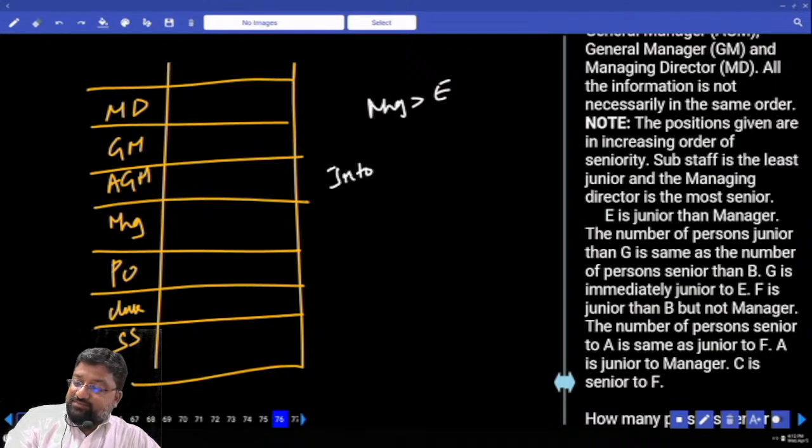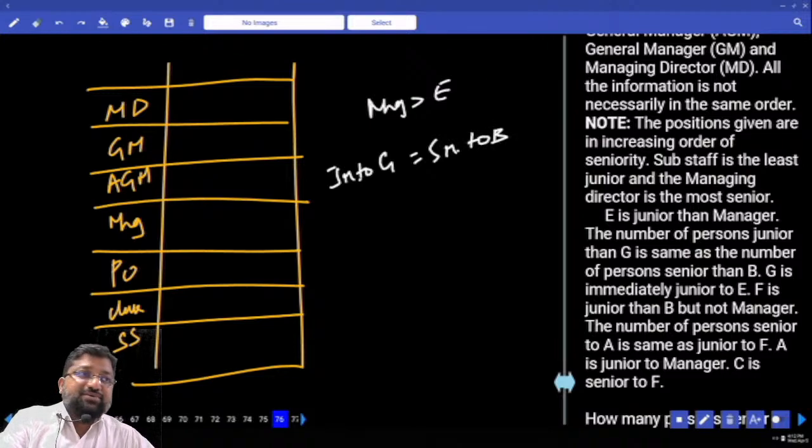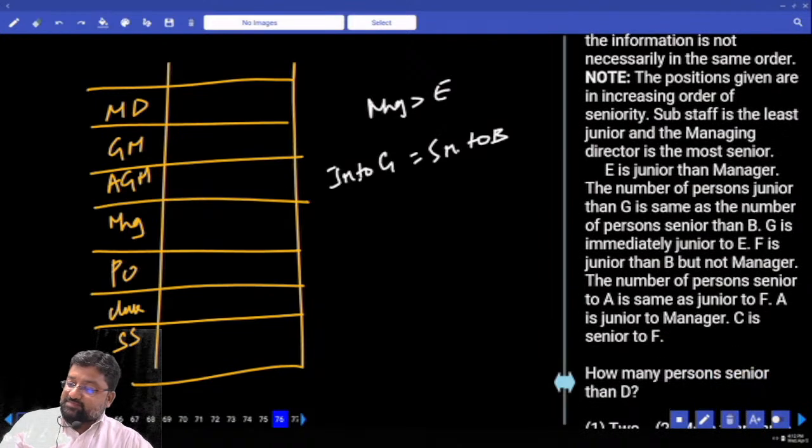Junior to G is equal to senior to B, and their positions correspond to each other. If somebody is in the first place, the other person has to be in the last. Second from top, second from bottom. Third from top, third from bottom. Done? Because there are 7 people. How many people? 7. Next line.